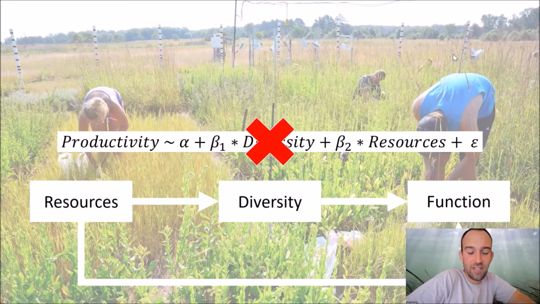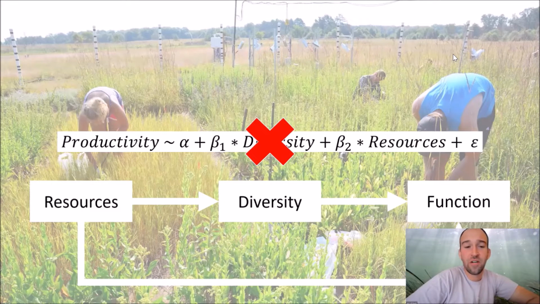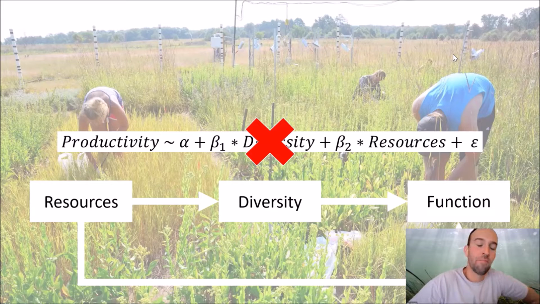So our statistical package, our toolbox, if you will, might not be fully equipped yet to be able to disentangle these so-called direct and indirect effects. And of course, under controlled experimental conditions, it's easy to manipulate things like diversity in resources. We can add fertilizer, we can remove species.